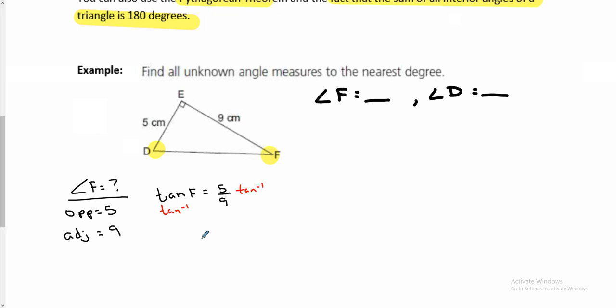which leaves us with F is equal to tan inverse of 5 over 9. We plug that into our calculator, making sure to do our check of tan 45 to make sure that equals 1. Shift tan 5 divided by 9, close the bracket, you get 29 degrees. And that gives us the answer to the nearest degree.